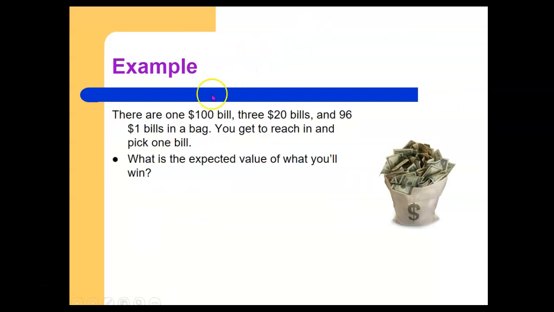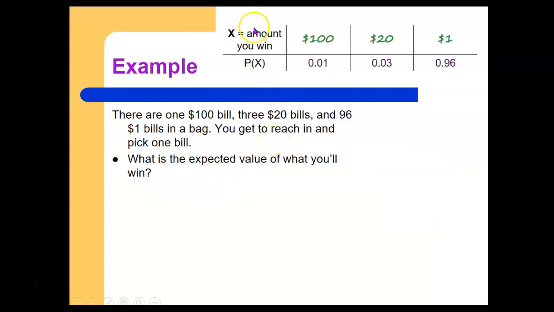Okay, another example. Going back to our example of the previous section where we had one $100 bill, three $20 bills, and 96 $1 bills in the bag, and you get to reach in and pick out one bill. The expected value of what you'll win, well, remember last time we set up our probability distribution, and it looked like this. The amount you win is either $100, $20, or $1.